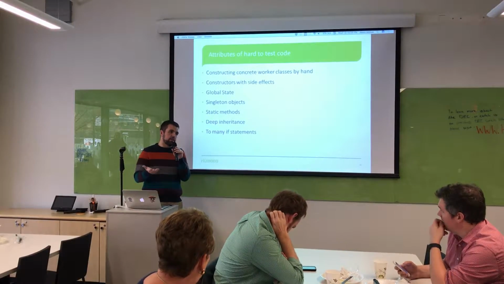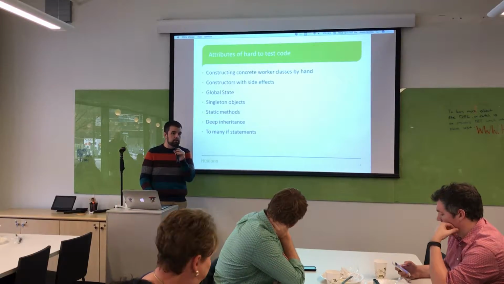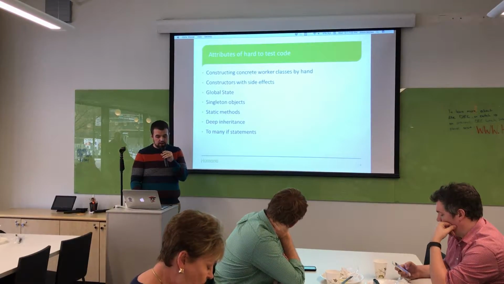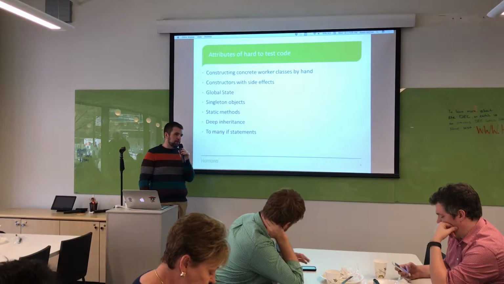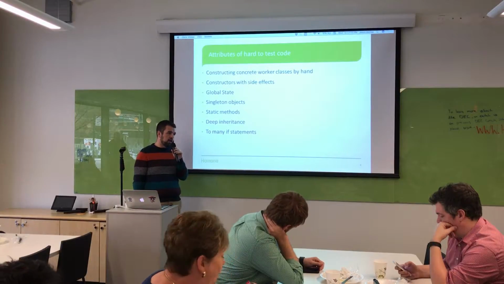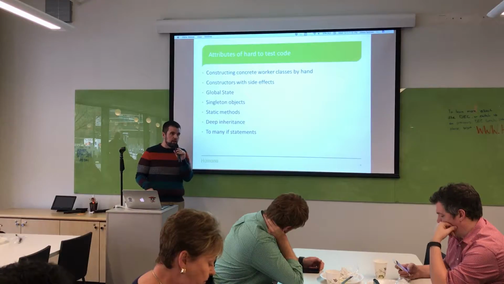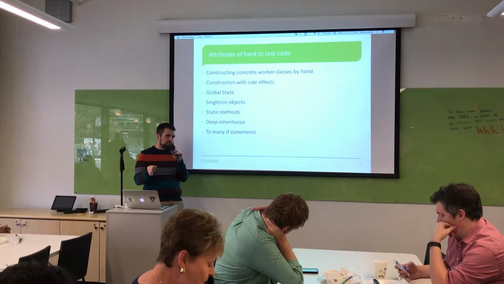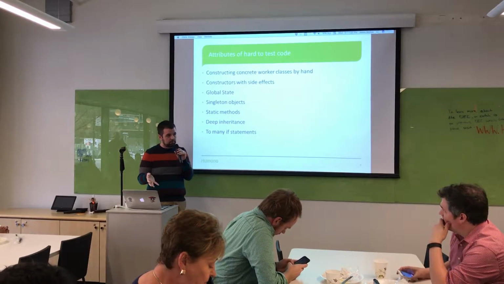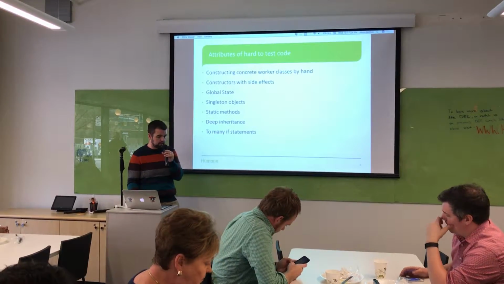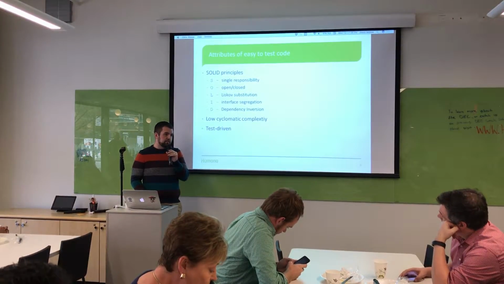Static methods are hard to test for the same reason, because you're effectively having to test their implementation every time you use them as well. Deep inheritance is just tough to test. Too many if statements, that's telling you something about your object design. If you have an exceedingly long method, or a method that has a lot of branches in it, what you've really identified is that they're distinct responsibilities that could be satisfied by breaking that method apart into separate things. So on the flip side of that, what makes stuff easy to test?